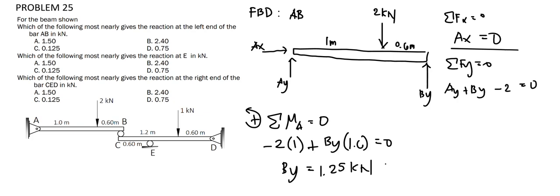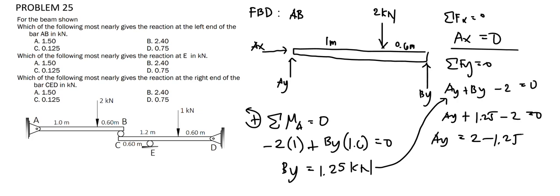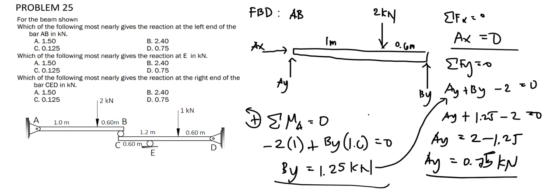Now that we have By, we can plug in this value into our equation. We can solve for Ay, that is Ay plus 1.25 minus 2 equal to 0. So Ay is equal to 2 minus 1.25, which is equal to 0.75 kilonewton. So let's draw these values into our figure. So Ax equal to 0 and Ay equal to 0.75, and the reaction at the roller at B is equal to 1.25 kilonewton.